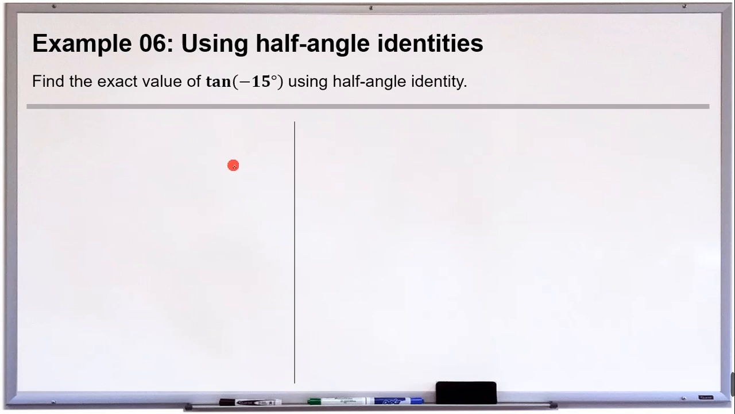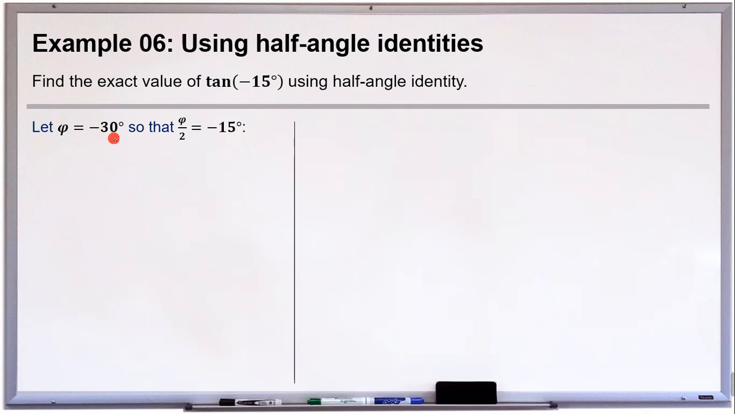Now let's proceed to example number 6. In this example, we will use the half angle identity. So find the exact value of tangent negative 15 degrees using half angle identity. Now we will let phi equal to negative 30 degrees, so that if we divide the negative 30 degrees by 2, we'll end up with negative 15 degrees. So therefore, the given angle, which is negative 15 degrees, can also be expressed as half of negative 30 degrees.